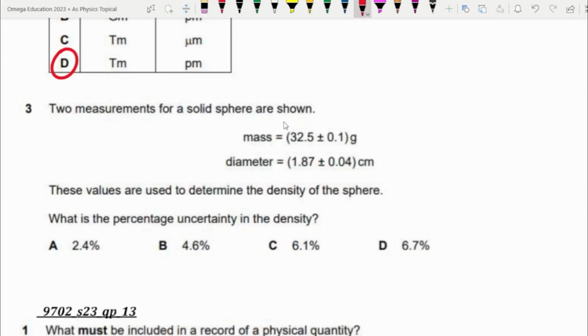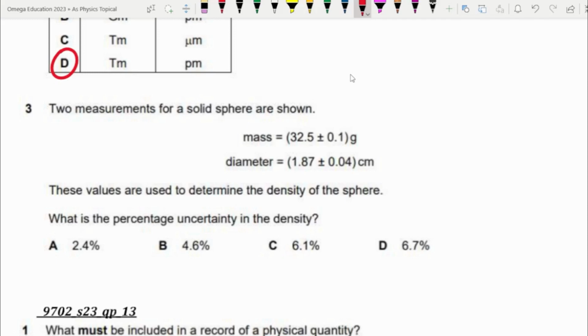Two measurements for a solid sphere are shown. Mass is given, diameter is given. They are used to determine the density of the sphere. What is the percentage uncertainty in the density? You're not supposed to find the principal value, so don't waste your time on that. You're supposed to find the percentage uncertainty, not even the absolute uncertainty. Forget about it. You're just required to find the percentage uncertainty and nothing else.